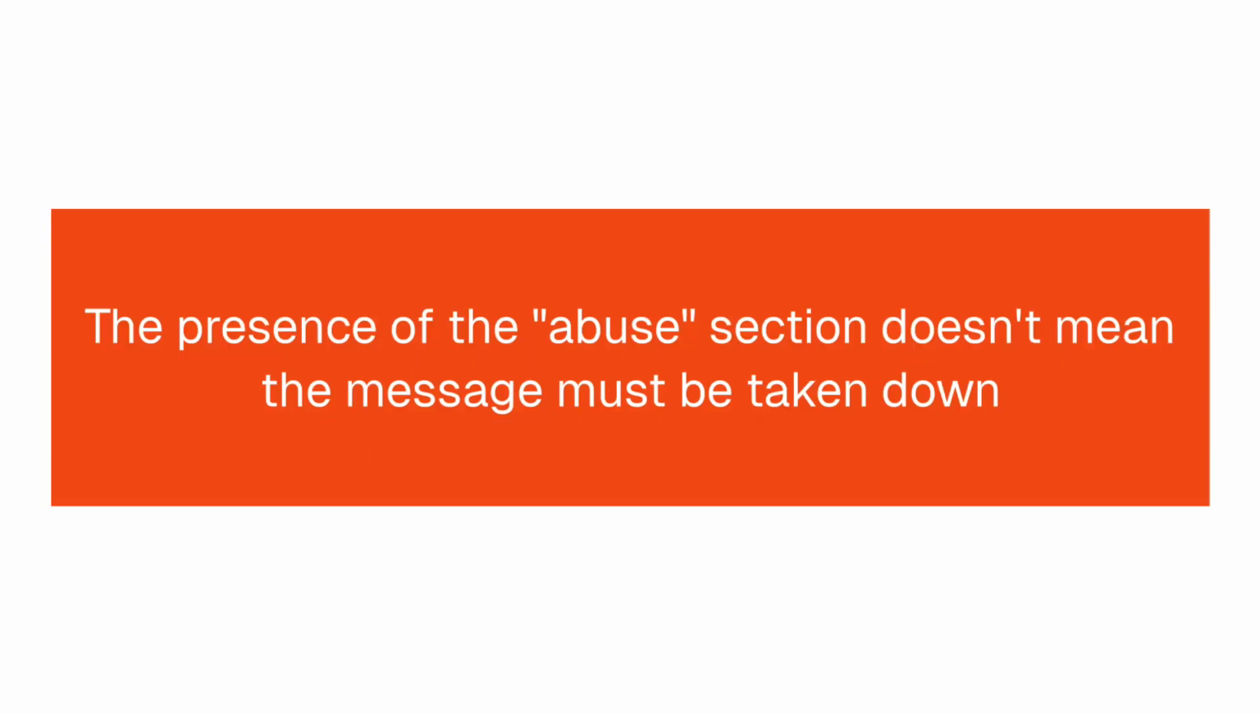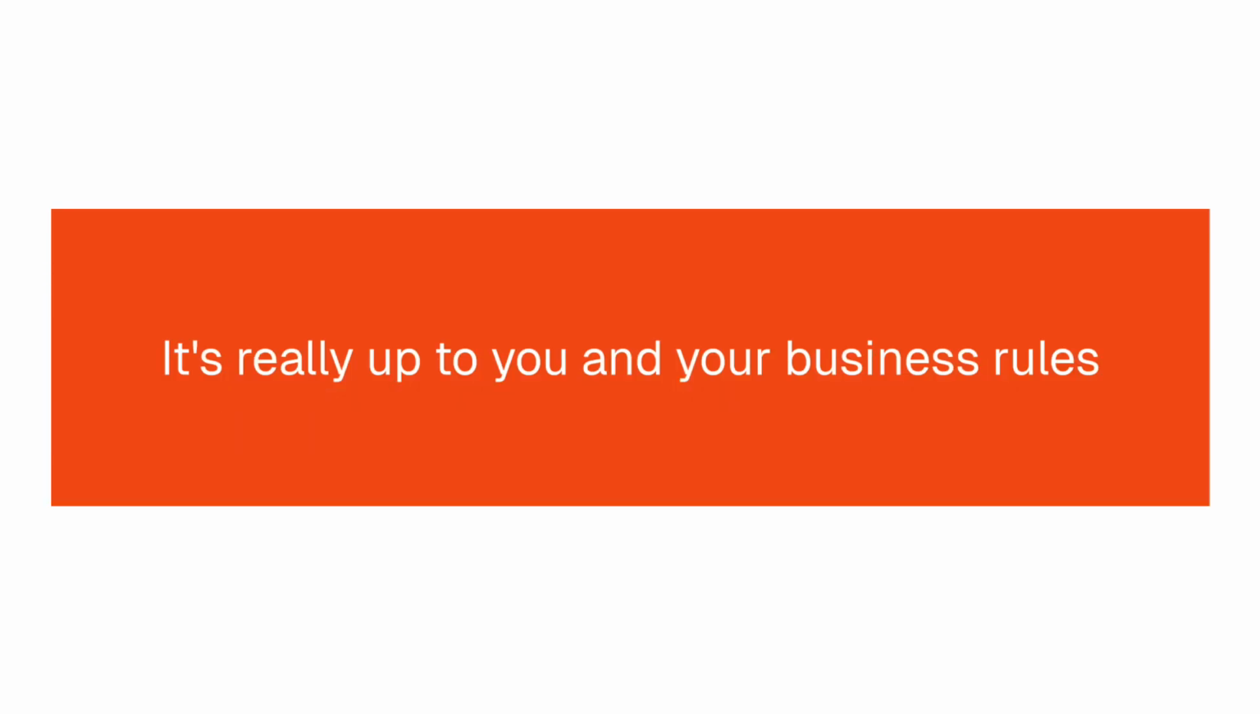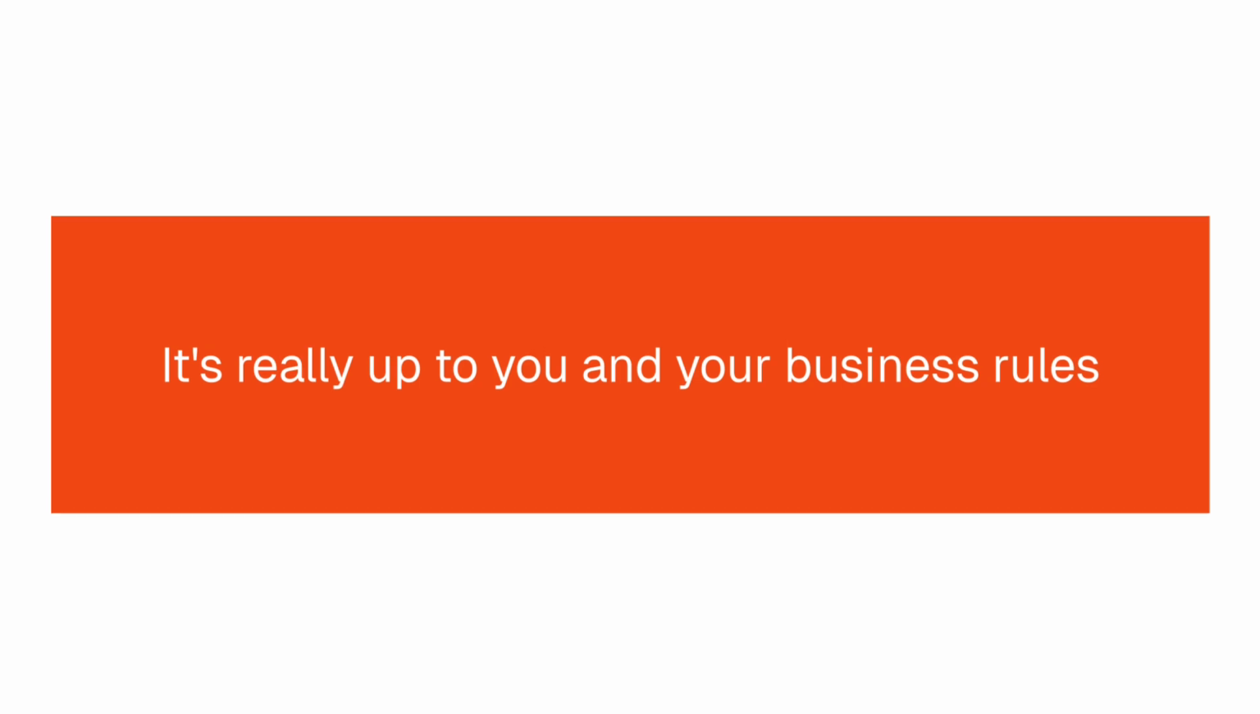It's worth mentioning that the presence of the abuse section doesn't mean the message must be taken down. It's really up to you and your business rules. Tisane just flags content. It doesn't know what you use it for. For example, if you run a dating app, then obviously sexual advances are not a violation. And if you're okay with people exchanging contact details, then external contact is not a violation either.